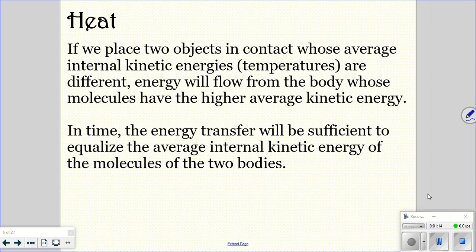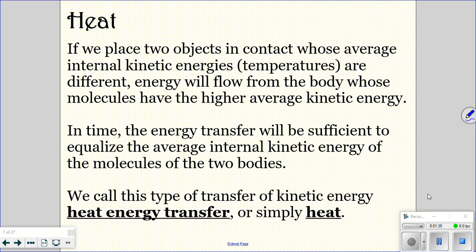In time, the energy transfer will be sufficient to make the average internal kinetic energies of your two bodies equal. So eventually that cup of warm water won't be quite as warm. It'll be a little cooler because the ice will have brought the temperature down and the ice's temperature will have raised. So we call this type of transfer heat energy transfer, or just heat.